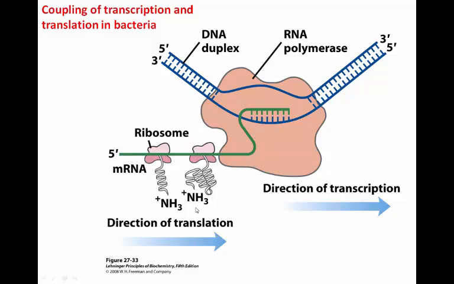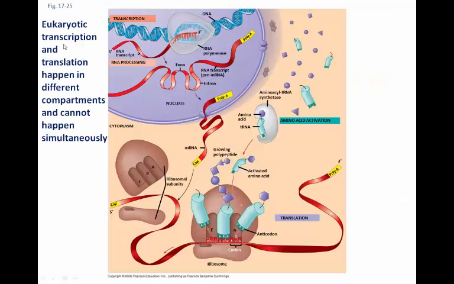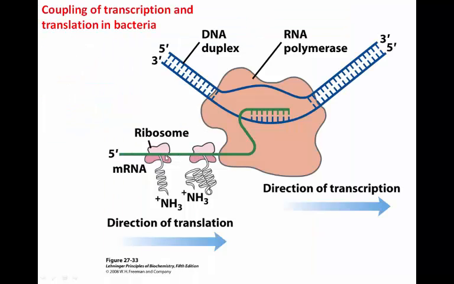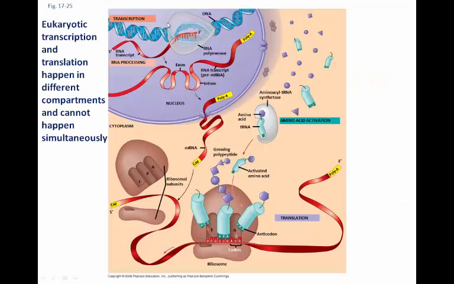And remember, this is prokaryotes. Eukaryotic transcription and translation happen in different compartments and cannot happen simultaneously. Here we're simultaneously synthesizing protein as we're synthesizing the messenger RNA. But here we make the messenger RNA and it has to be processed. We have to do the splicing, we have to add the cap, we have to add the poly A tail, and then we translocate it through the nuclear pores, and it's at that point that it associates with the ribosome.